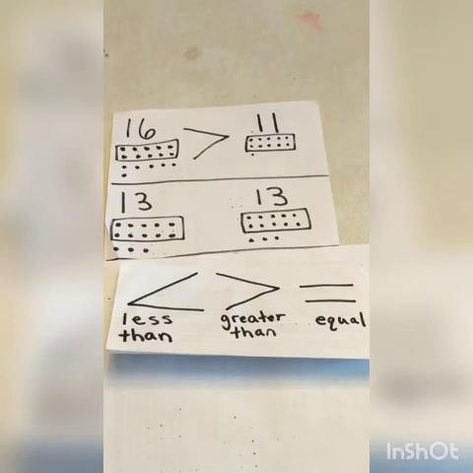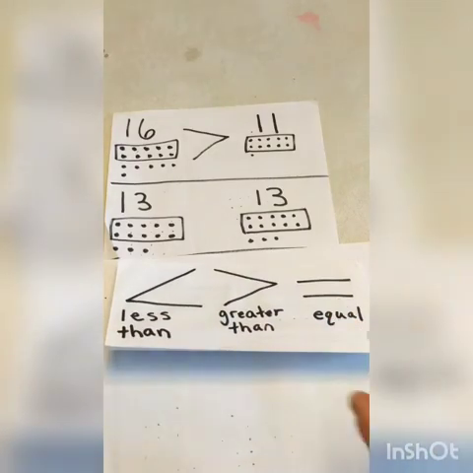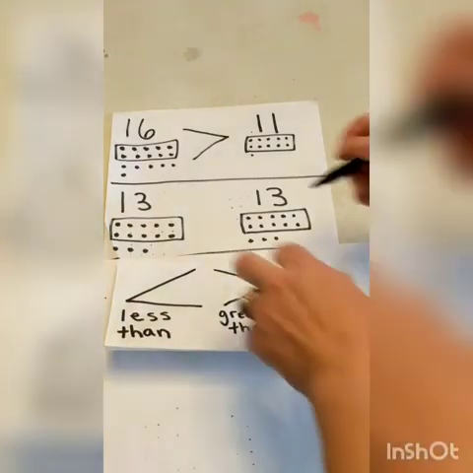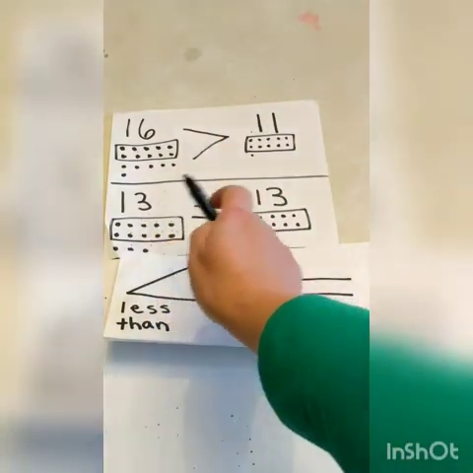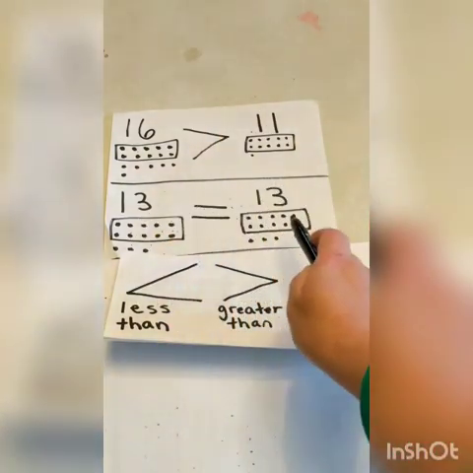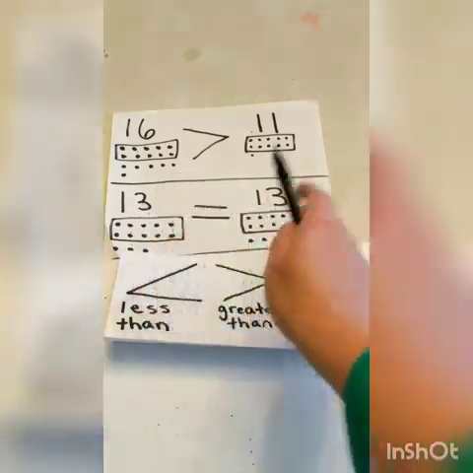So which one is the bigger number? This 13 or this 13? Or do we use the equal sign? If you said we use the equal sign, you are correct. The number 13 is equal to the number 13. They are the same number.